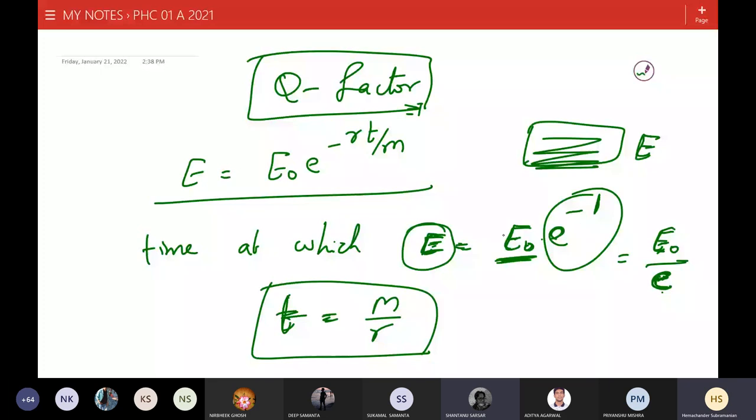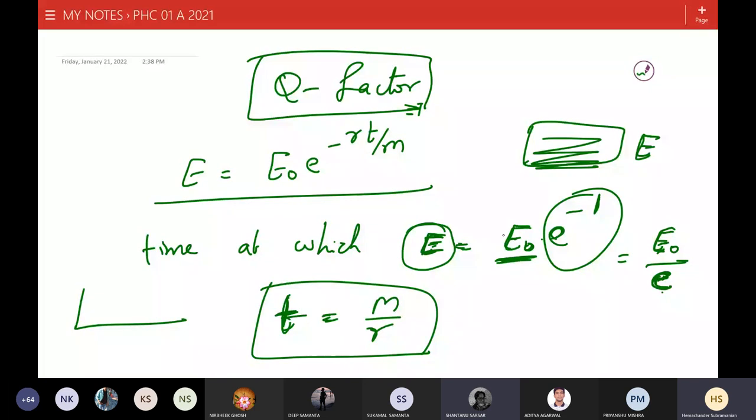Now, the question is, how many oscillations has the system gone through within that time? How many radians of oscillations? How many radians has the oscillating system gone through by the time the energy is decreased by a factor of e? How would you calculate that? So T by tau, the whole time period of the system.